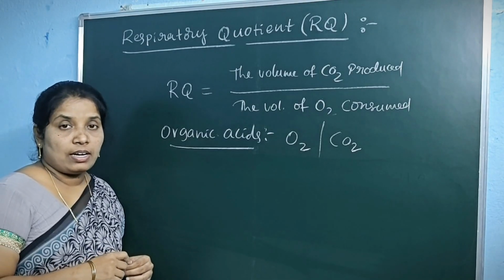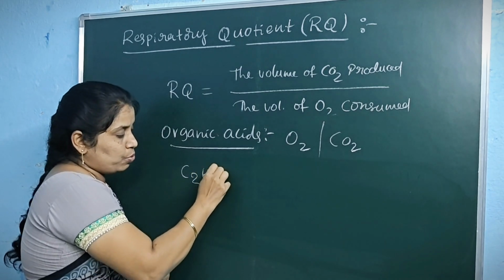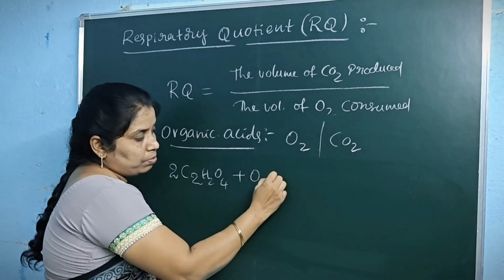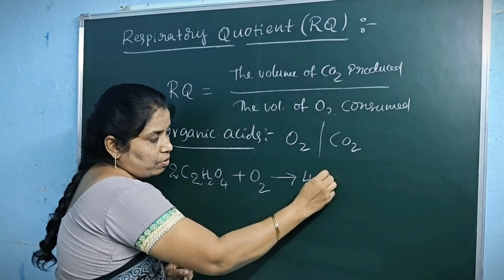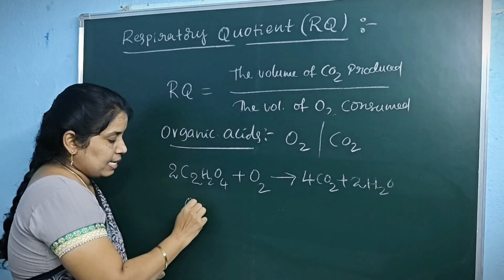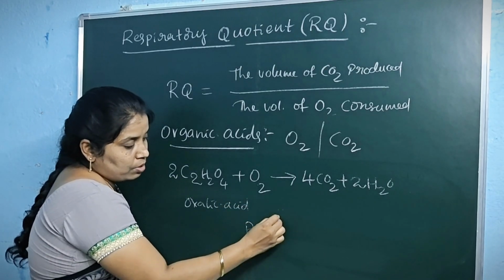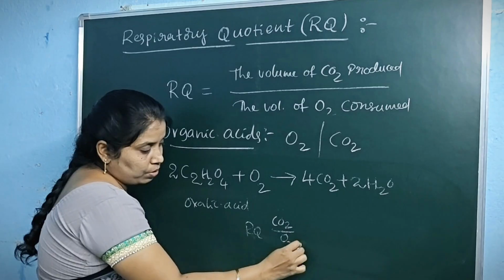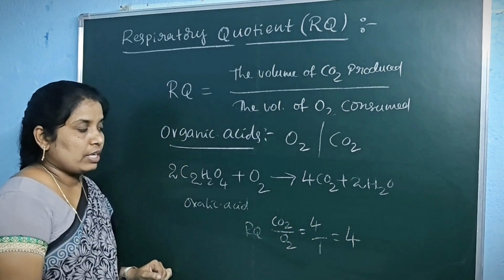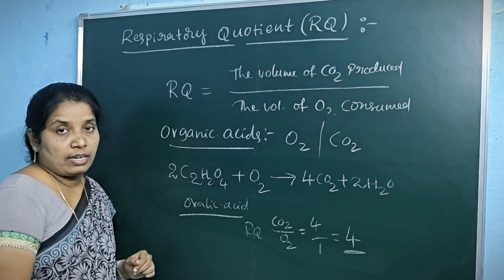Let's see the RQ value for oxalic acid. C2H2O4 plus O2 gives rise to 2CO2 plus H2O. So this is oxalic acid. Let's calculate the RQ value. CO2 by O2 is equal to 4 by 1, so that is equal to 4. So the RQ value for oxalic acid is 4, which is more than 1.